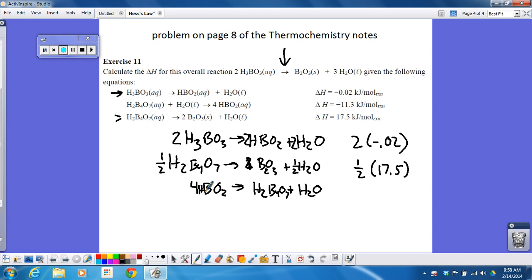Now, the other problem is there's only 2 HBO2s I need to get rid of. There's 4 here, so that would still leave me with HBO2s. If I, again, multiply all my coefficients by 1/2, that gives me 2 of those, 1/2 of those, and 1/2 of those. Now, when I look at the delta H, the first thing is I have to multiply it by 1/2, because I multiplied the coefficients by 1/2. The second thing is I flipped this reaction. So this reaction as written is exothermic, negative delta H, which means if I flip the reaction, it becomes endothermic.